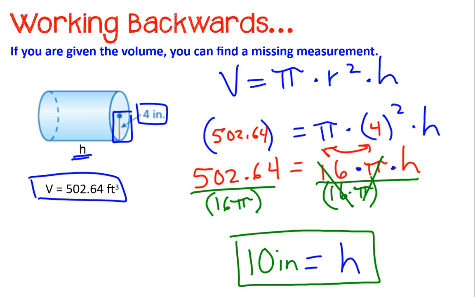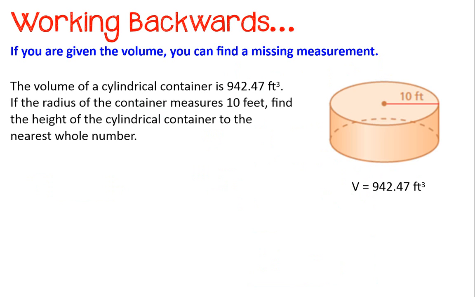All right, let's try a problem like this one more time. Pause the video if you want to give it a try on your own. The volume of a cylindrical container is 942.47 cubic feet. If the radius of the container measures 10 feet, find the height of the cylindrical container to the nearest whole number. Again, I'm going to use my cylinder volume formula, and I'm going to remove the variables I do know and substitute them in with the information I was given.